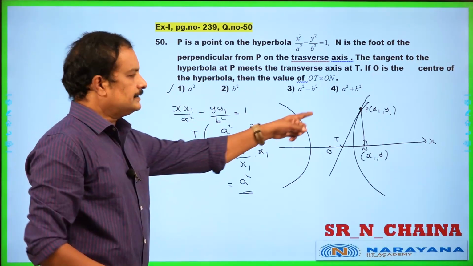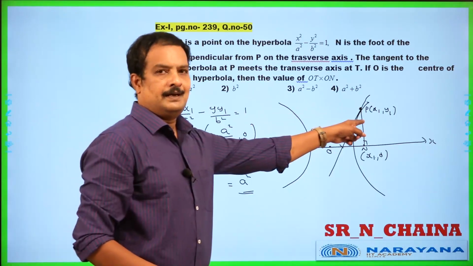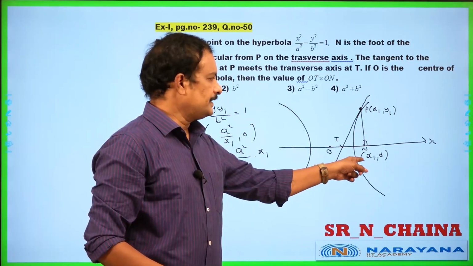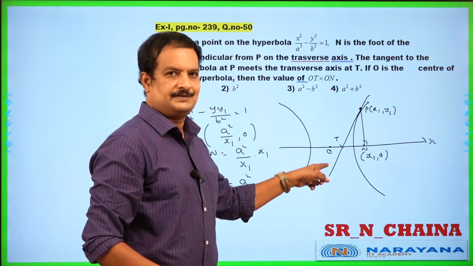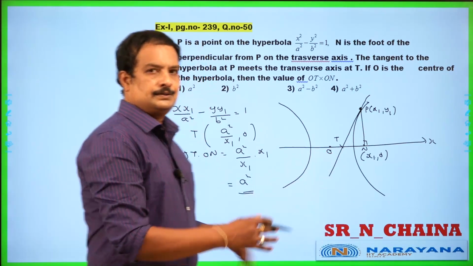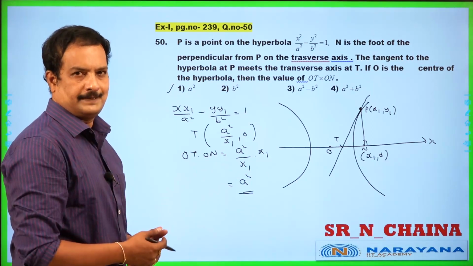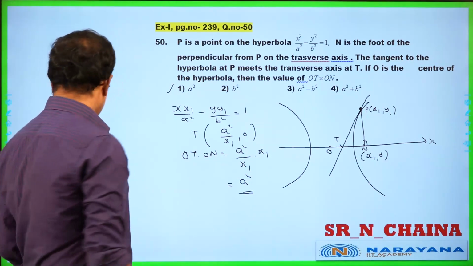Okay. So here they have taken a point P and a perpendicular from that one. Foot of the perpendicular is N. Tangent is meeting the x-axis, what I mean is the transverse axis, in T there. So we got the value of OT into ON. Okay. Now let's go for the next question.